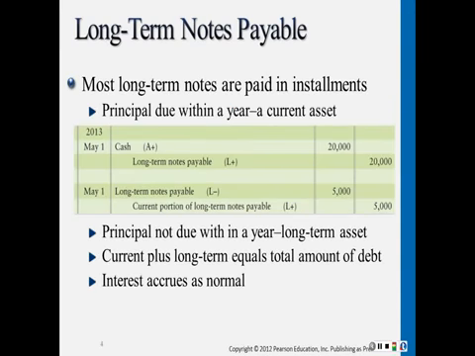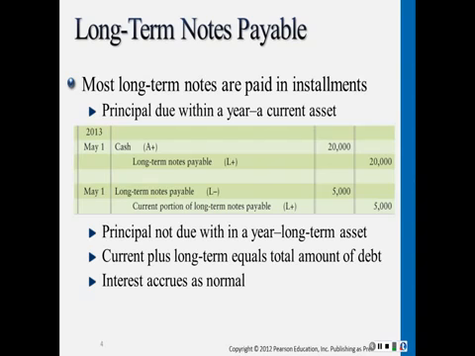Recall that most long-term notes payable are paid in installments. The current portion of notes payable is the principal amount that will be paid within 1 year, which is a current liability. The remaining portion is long-term. Consider the $20,000 note payable in the previous chapter, signed on May 1st, 2013. The note will be paid over 4 years with payments of $5,000 plus interest due each May 1st. Remember that the amount due May 1st, 2014, $5,000, is current.